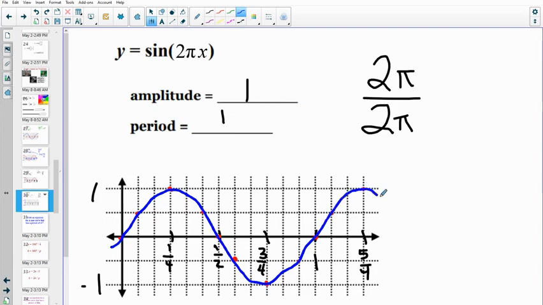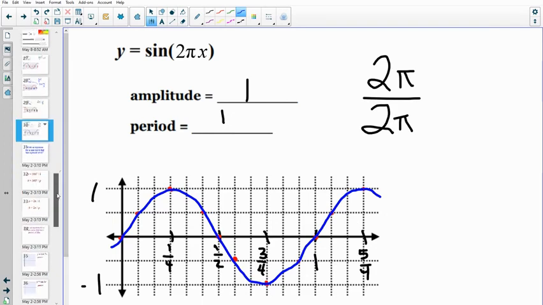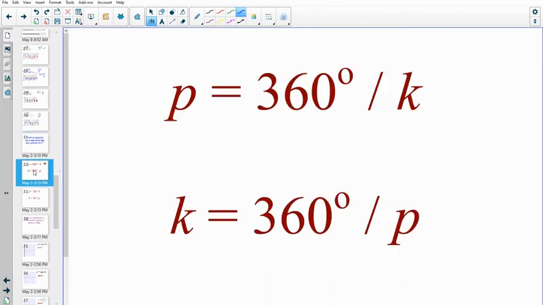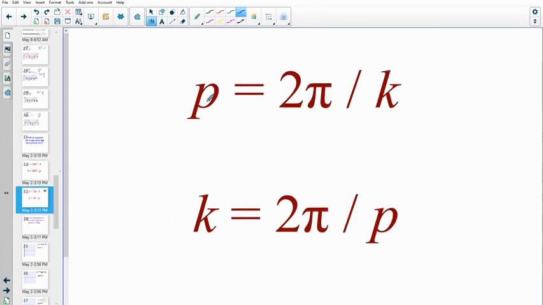And so finally, one last graph for you guys to watch. Boy, this video is going to be a little bit long. I apologize. Hopefully this has been useful. We've got one more little thing to talk about, and that is I want an equation, and this is actually maybe even more useful skill. I want an equation for a sine curve that has a period of 45 degrees. Now to do this, we've already said this. The period of a sine or a cosine graph is 360 divided by that k value. Or if I'm doing radians, the period is 2 pi divided by that k value.